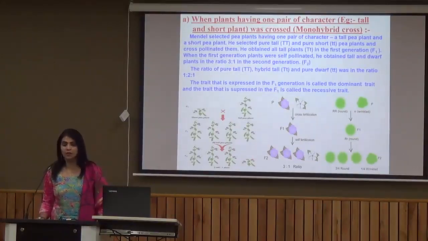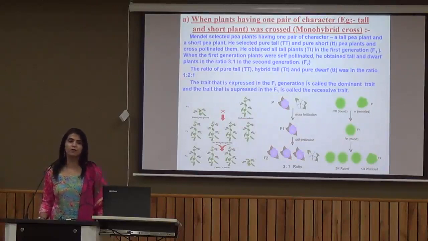So he concluded that a trait that is expressed in the F1 generation is known as the dominant trait, and a trait that is suppressed in the F1 generation but reappears in the F2 generation is known as the recessive trait. Whatever traits we observe in the F1 generation are dominant traits, controlled by dominant genes, and the traits that express themselves in the F2 generation are known as recessive traits.